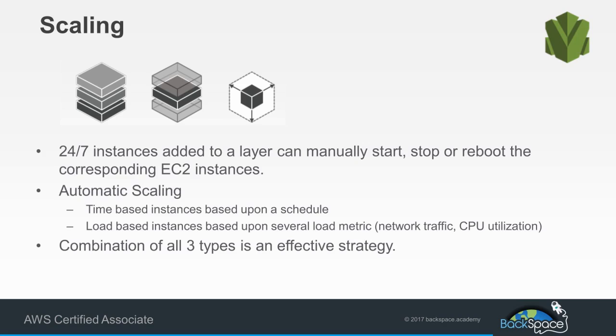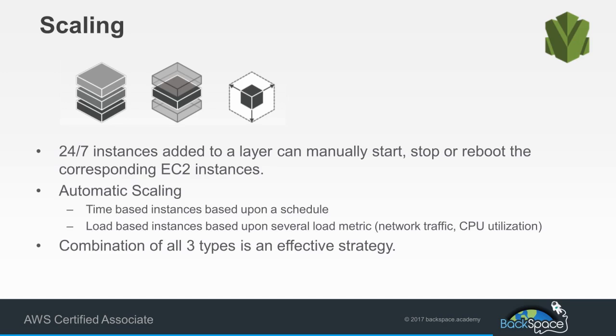So scaling. We have three different types of scaling that we can utilize with OpsWorks. So you can have 24/7 instances, and they can be added to a layer. And you can manually start or stop or reboot those corresponding EC2 instances that have been defined. And we also have automatic scaling. So that can be time-based or load-based. It would be time-based if it's based upon a schedule. So between 7 and 8 o'clock at night, we're going to have X capacity. Or it could be load-based. So that would be based upon a load metric, say network traffic or CPU utilization. So when demand is high, that would scale up.